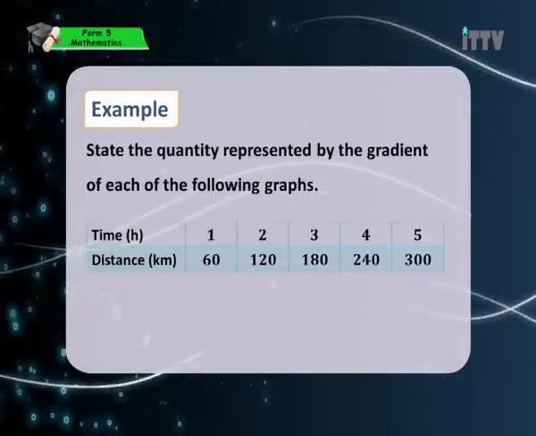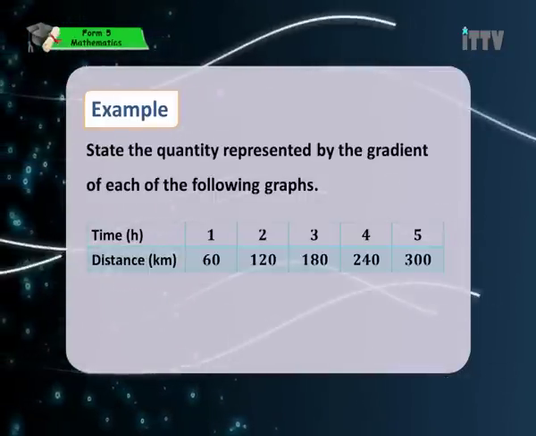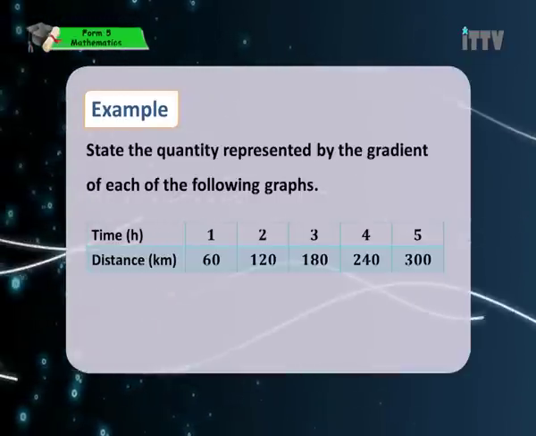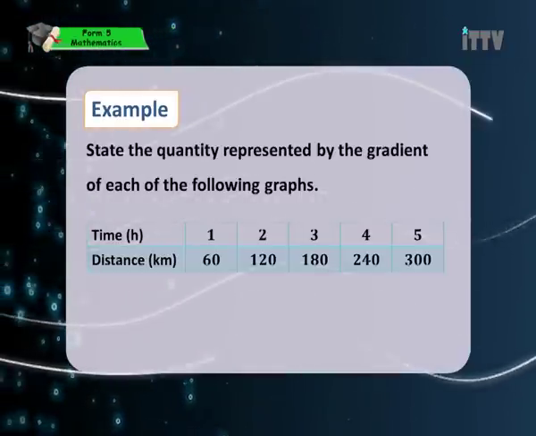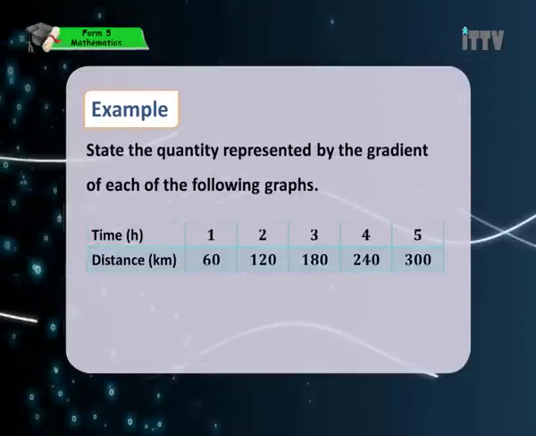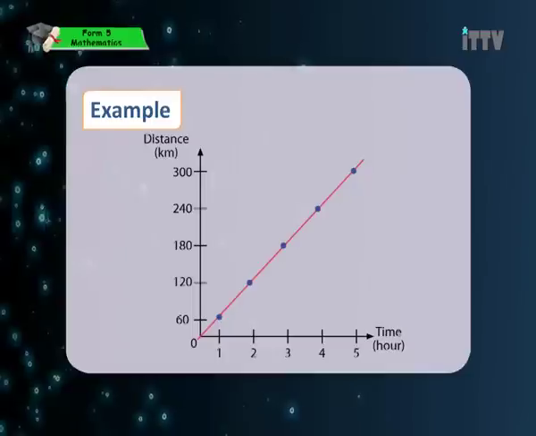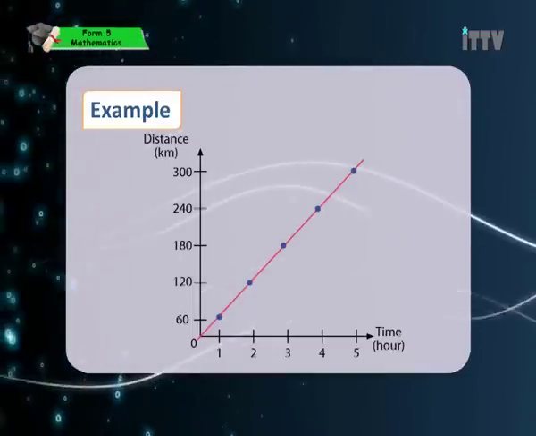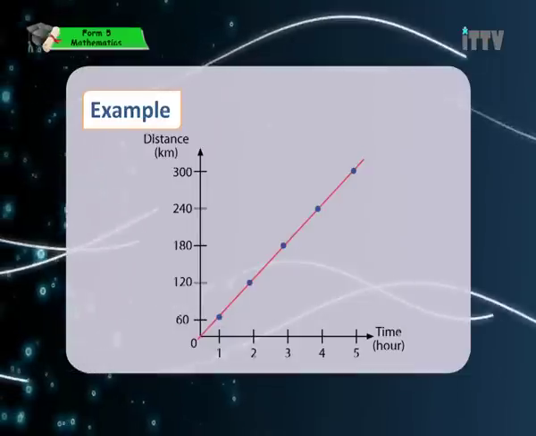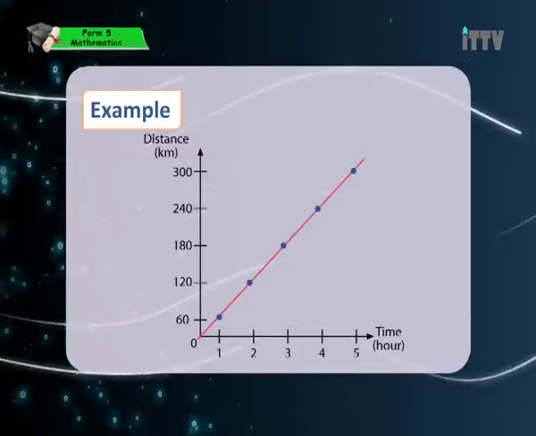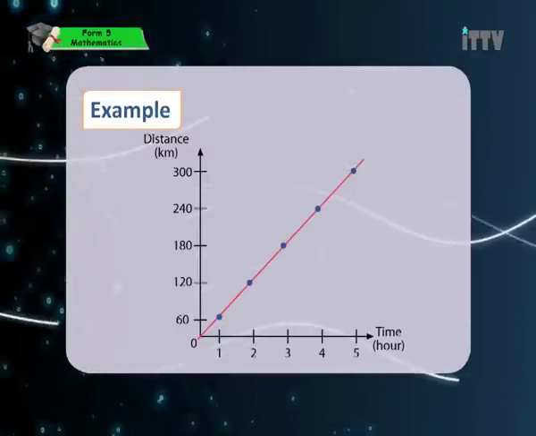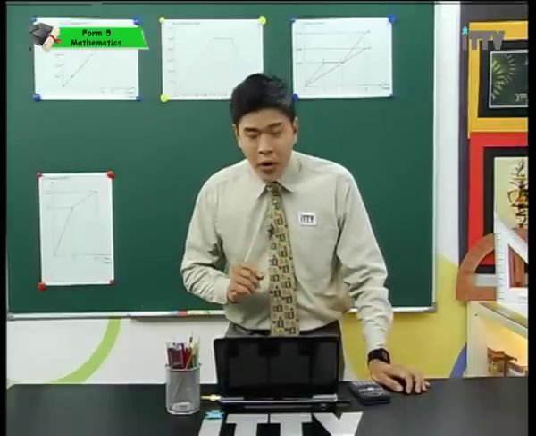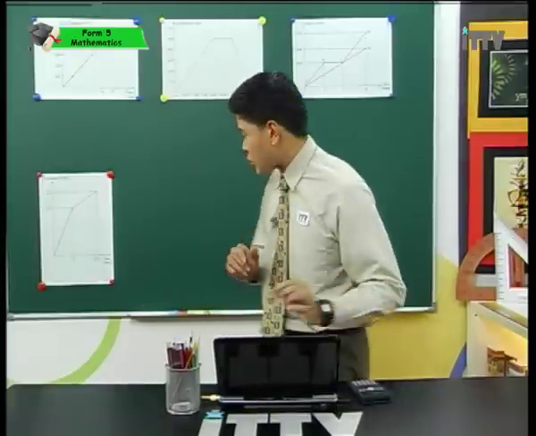Now let's take a look at this first table. We have two quantities, time in hours and distance in kilometers. The time is from 1 to 5 hours, and you can see that the distance increases also from 60 kilometers all the way to 300 kilometers. Now, when you draw the graph, you will get a straight line graph like you see right here. The question is, when we calculate the gradient of this straight line graph, what quantity is it actually? Alright, so let me show you on the board. What do you do when you come across questions like this?